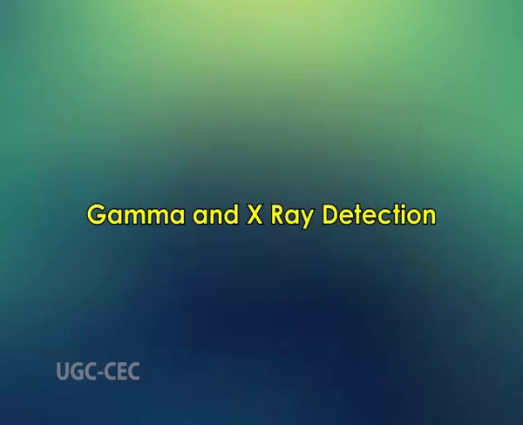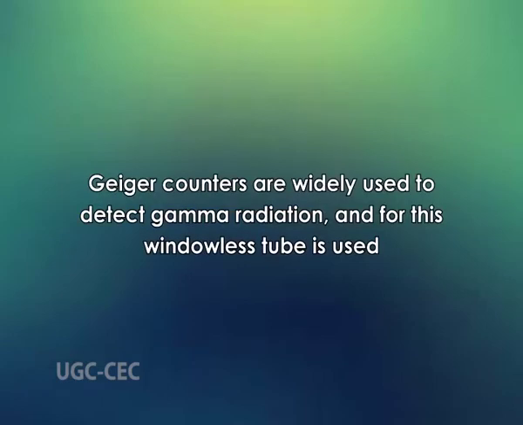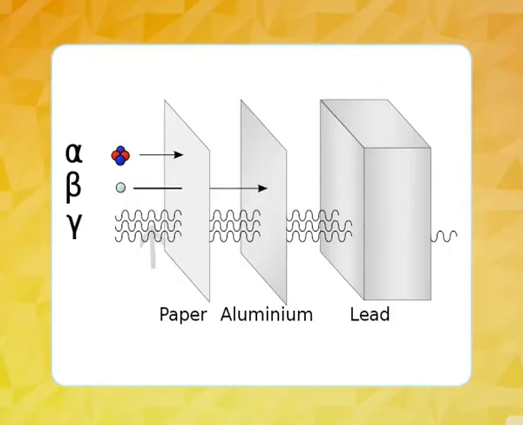Third is gamma and X-ray detection. Geiger counters are widely used to detect gamma radiation, and for this the windowless tube is used. However, efficiency is generally low due to the poor interaction of gamma rays compared with alpha and beta particles. For high energy gamma rays, it largely relies on interaction of the photon radiation within the tube wall material, usually 1 to 2 mm of chrome steel on a thin wall tube, to produce electrons within the wall which can enter and ionize the fill gas.